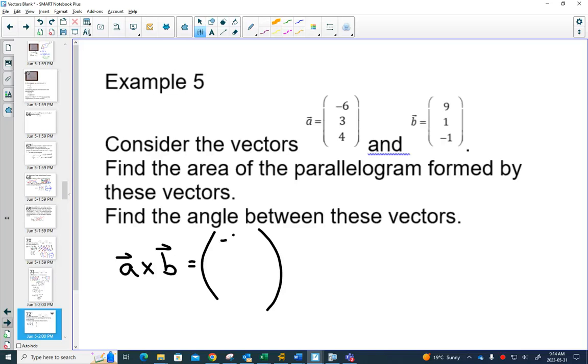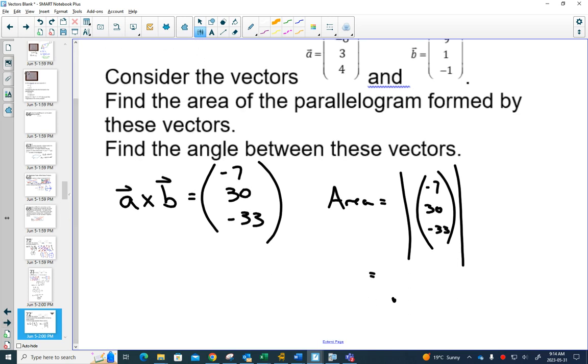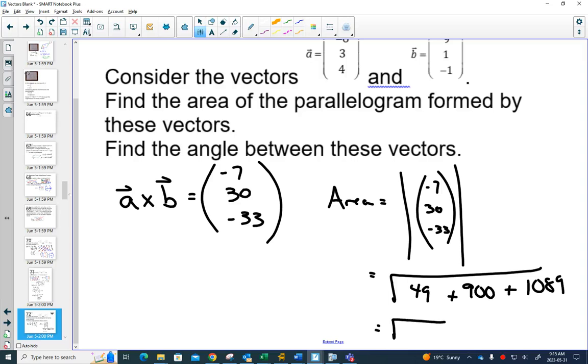All right, did you get -7, 30, -33? So the area of the parallelogram will equal the length, which is going to be the square root of -7 squared, 49, plus 30 squared, 900, plus -33 squared, 1089. Square root of 2,038.